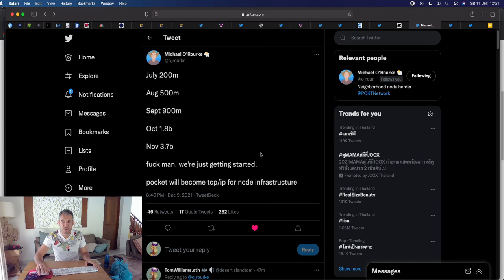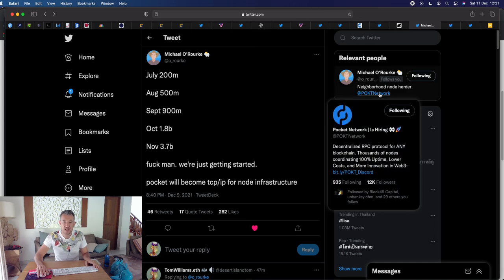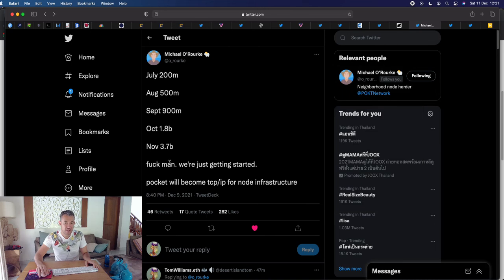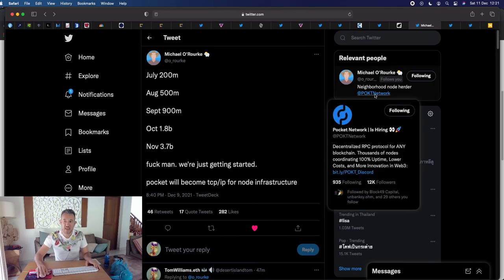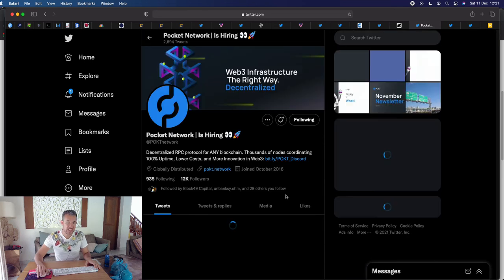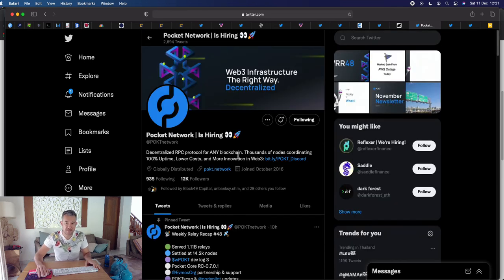If you're not familiar with Pocket Network, this is the number of transactions on Pocket Network right now, and it just continues to be up and to the right. It's exponentially growing. Pocket Network is not currently on any exchange, and doesn't have liquidity pools on Uniswap and SushiSwap and such. But this is my sixth biggest holding, and I might buy some more.